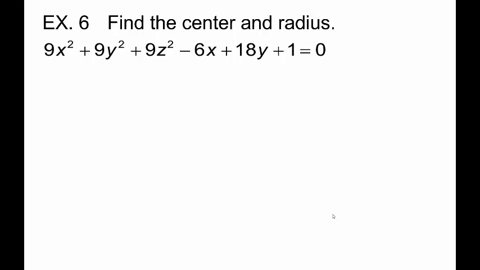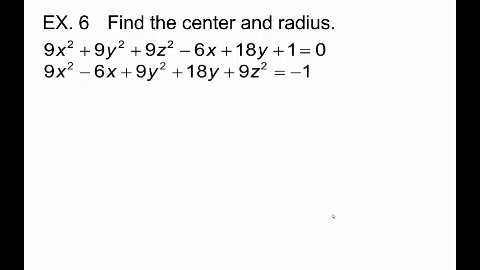So the same way we worked when we were doing conic sections, we want to group the x's, group the y's, group the z's, and then constants need to go on the other side. So I'm going to put 9x squared minus 6x plus 9y squared plus 18y plus 9z squared equals negative 1.